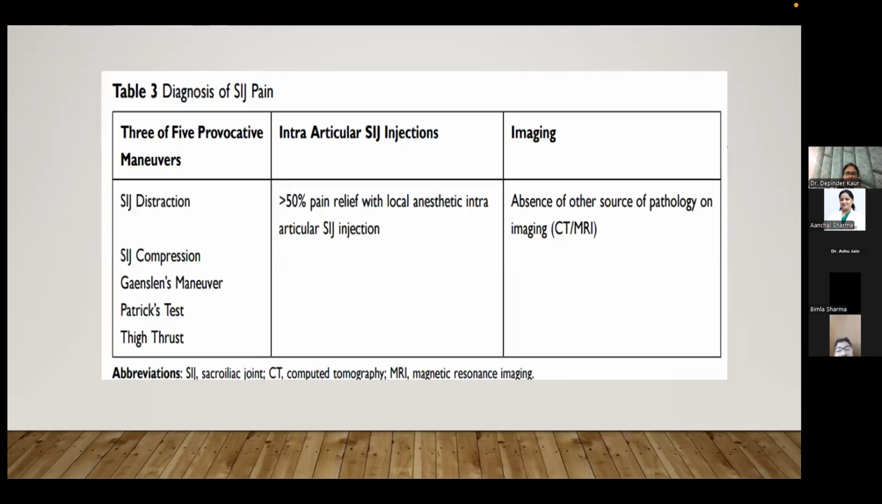So this is all about the diagnosis that we have learned till now. We are relying upon 3 out of the 5 positive provocative maneuvers. We are seeking more than 50% pain relief with the local anesthetic if it is injected intra-articularly. And yes, there should not be any kind of red flag sign in the imaging modality.